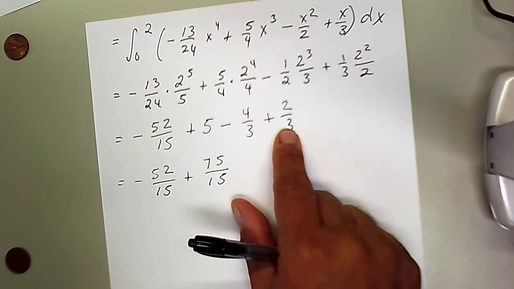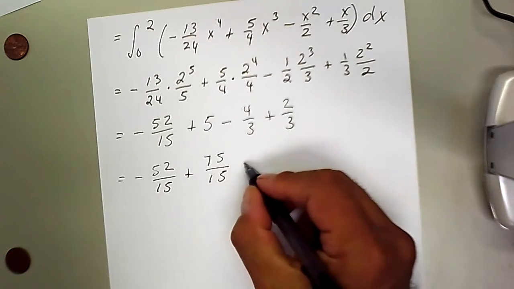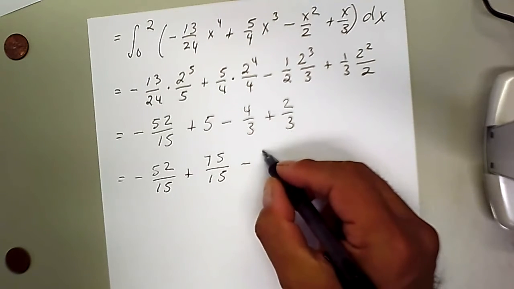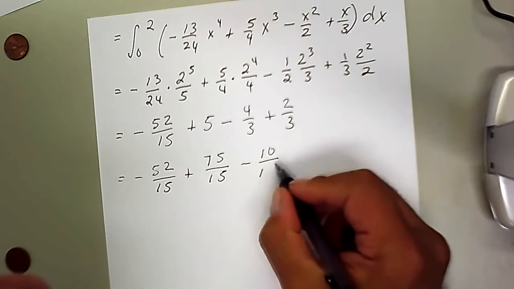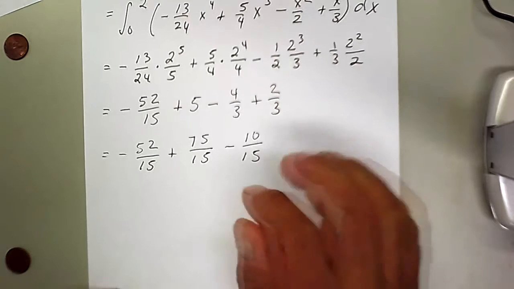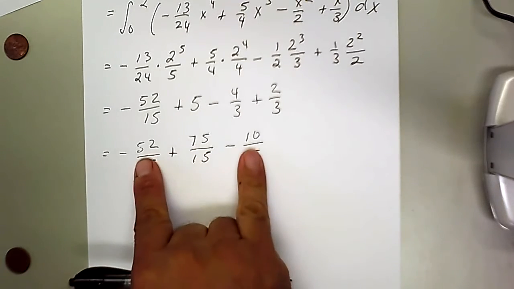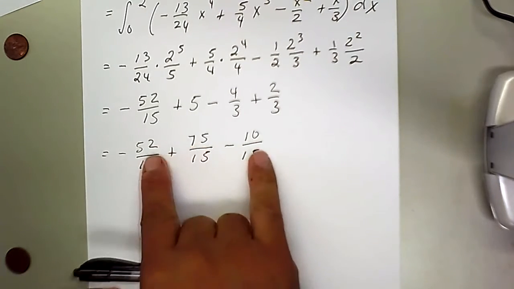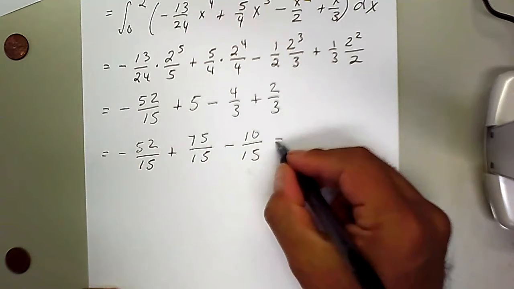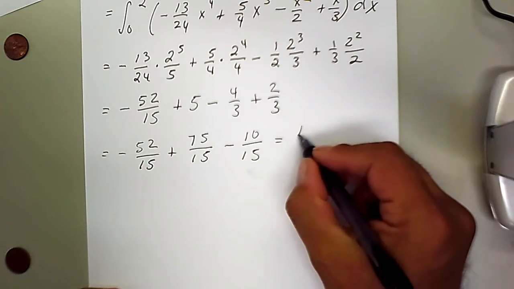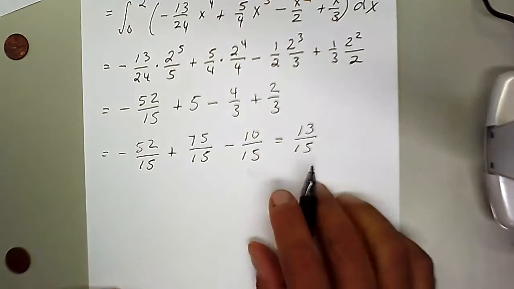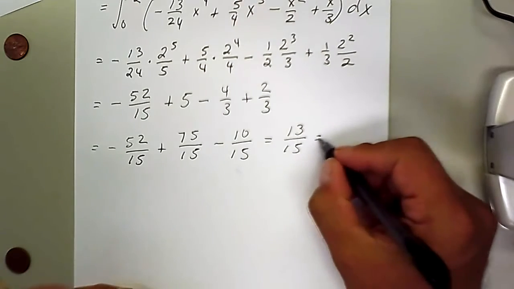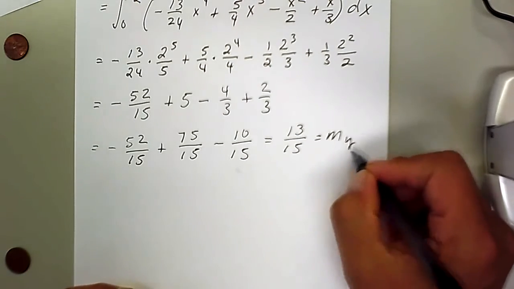So we multiply by 5, negative 10 over 15. So 75 minus 62, 75 minus 62, 13/15. Okay, so that is the mass with respect to the y-axis.